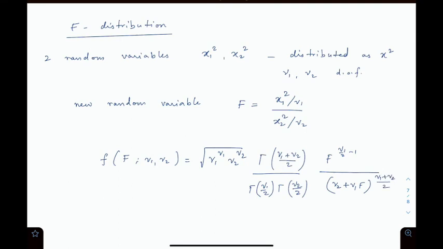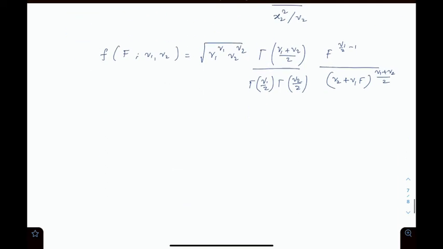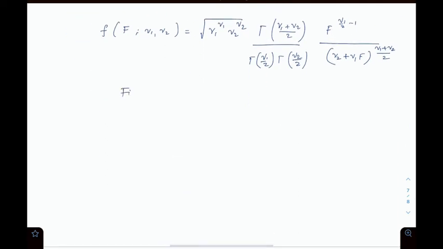This distribution is known by many names. It's known as the Fisher-Snedecor distribution, or only as Fisher distribution, or only as Snedecor distribution. It's also known as the variance ratio distribution, or simply as the F distribution.